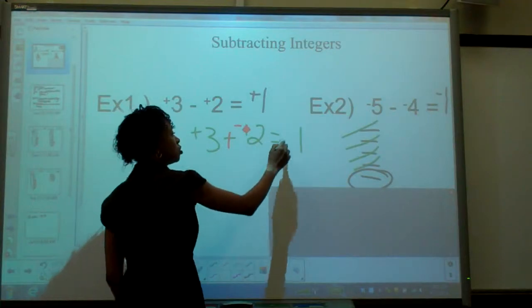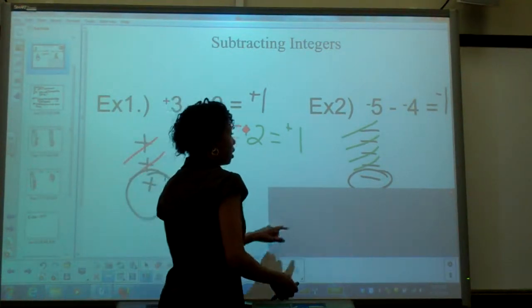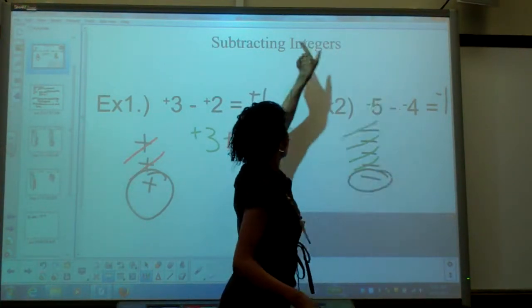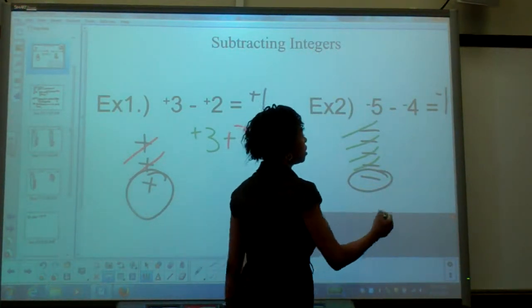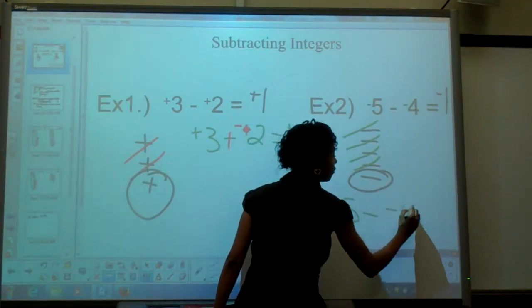3 is larger than a 2, so it's going to be a positive 1. Okay? Here it is again. What's the rule for subtracting integers? All I'm going to do is take and do this as negative 5 minus the negative 4.